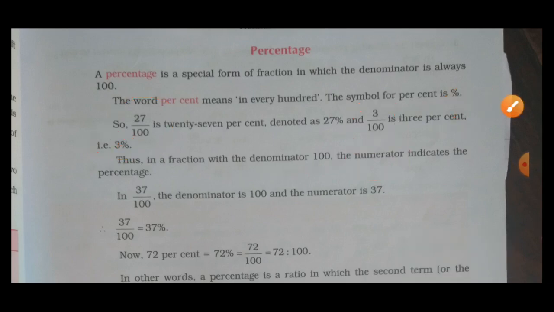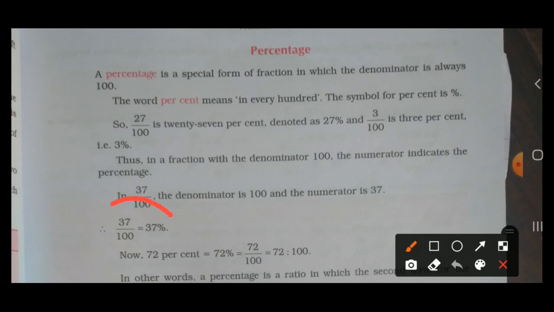Next, in 37 upon 100, the denominator is 100 and the numerator is 37. In percentage form we can write this as 37%. Now 72% we write with the symbol, and with 100 in the denominator we write it like this: 72 upon 100, without the percentage symbol. This is also equal to 72 ratio 100. This is in ratio form.